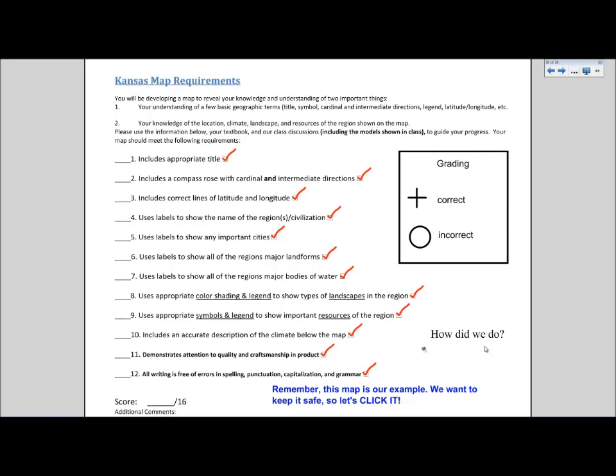Now it's time to see how we did. Let's go through each step, making sure that each task is complete and correct. If it is, you'll get to put a plus on the line next to the task. If for some reason it's incomplete or incorrect, you'll need to put a circle there.